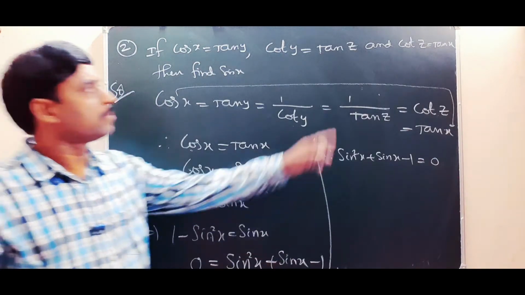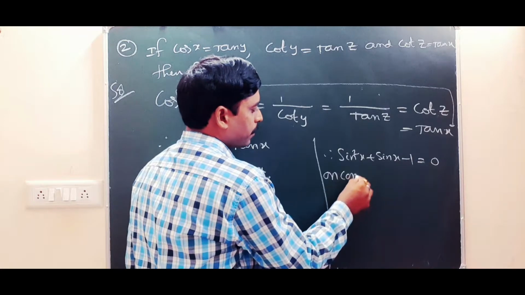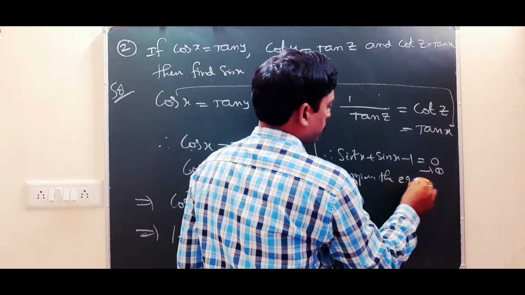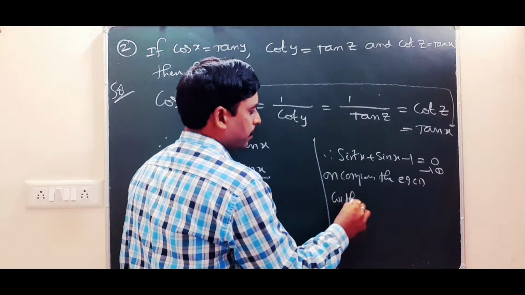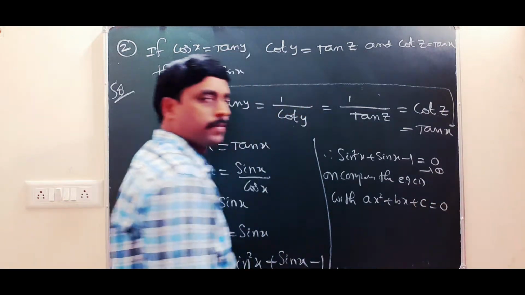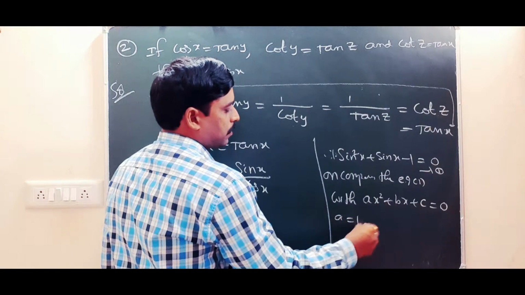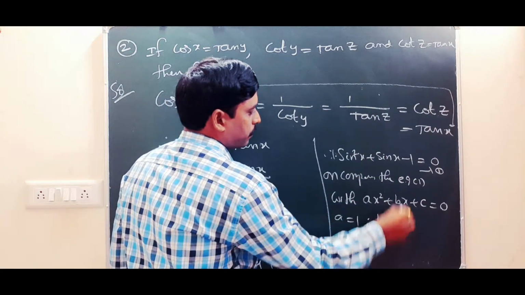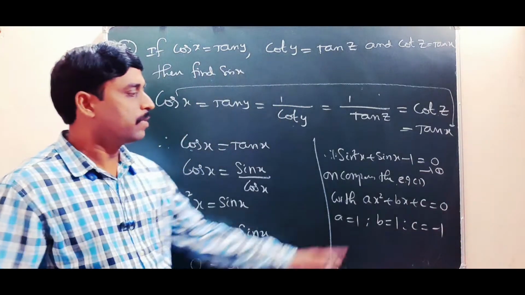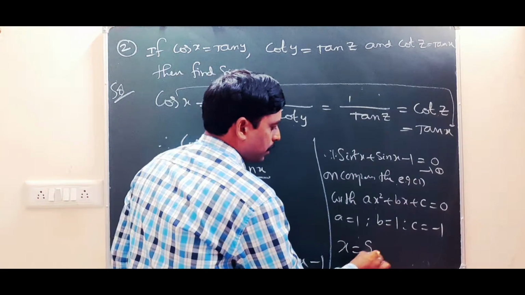But our target is the sin x value. Okay, on comparing equation 1 with ax square plus bx plus c, where a, b, c values: a is 1, b is equal to 1, the sin x coefficient, and c is equal to minus 1, and x value where x is equal to sin x.